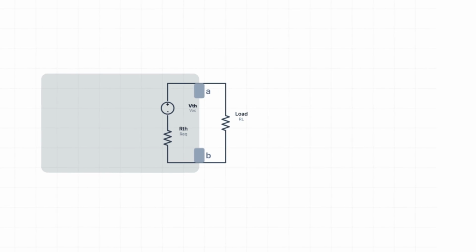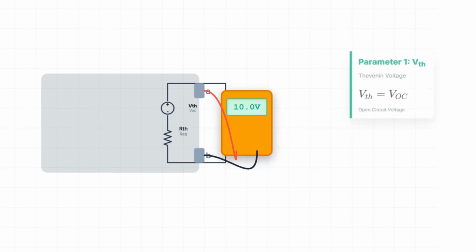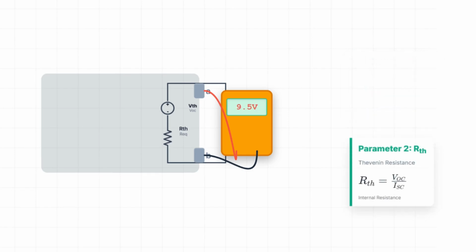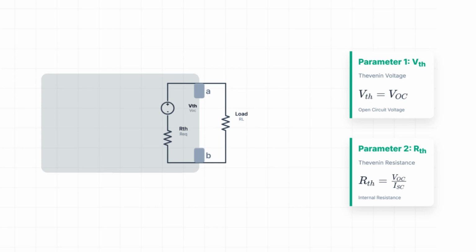Think about it. If I give you a mystery box and you measure the voltage across the terminals with nothing connected, you get some voltage. That's Thevenin, the open circuit voltage. Now, if you connect a resistor and measure current, you'll notice the voltage drops a little bit. Why? Because there's internal resistance inside fighting your current flow. That's Thevenin. From outside the box, you cannot tell the difference between the original circuit and the Thevenin equivalent. They are electrically identical at those two terminals.